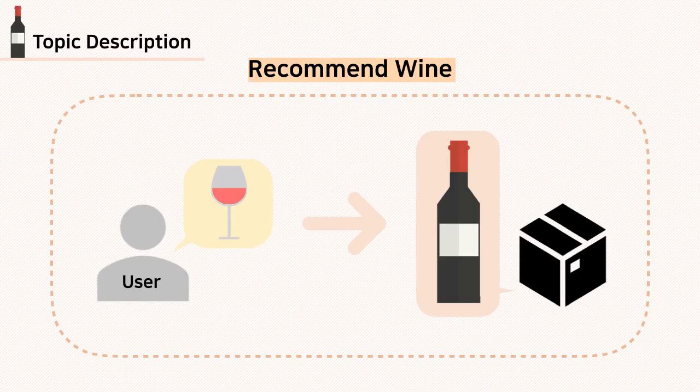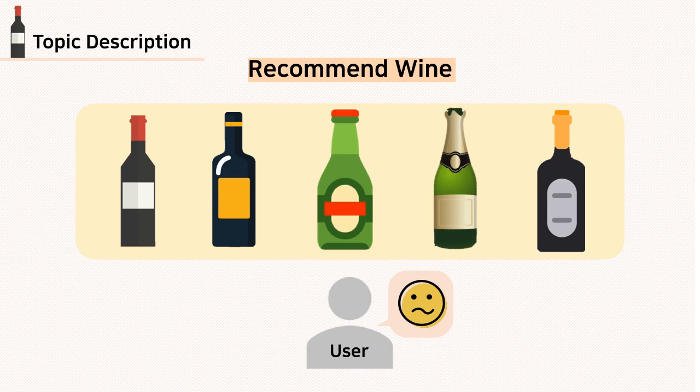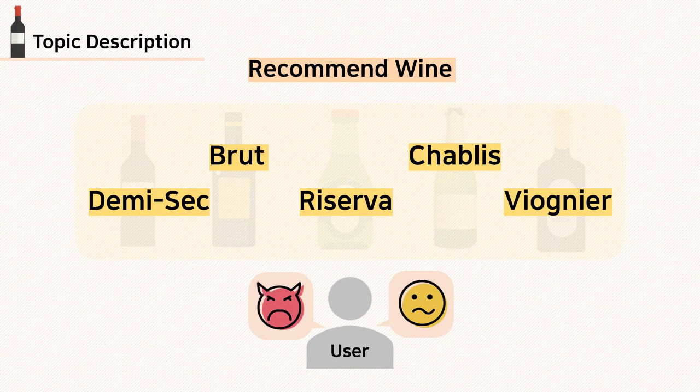Our team's recommendation is about wine. When the user wants to get a recommendation about wine, our system will recommend a set of wines that fit the user's preference. The reason we got into this topic started from the great variety of wines. There are over 120,000 wines, and their names seem really difficult and strange to beginners like us.